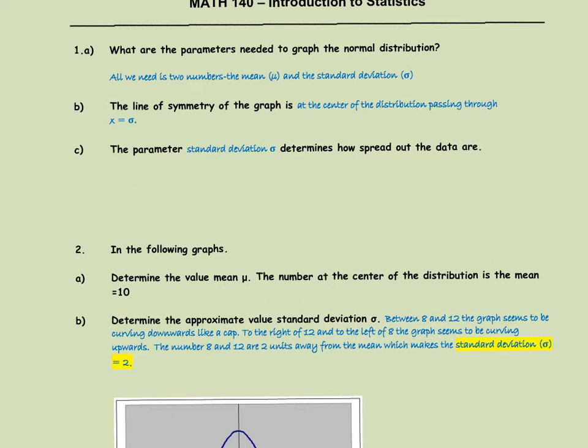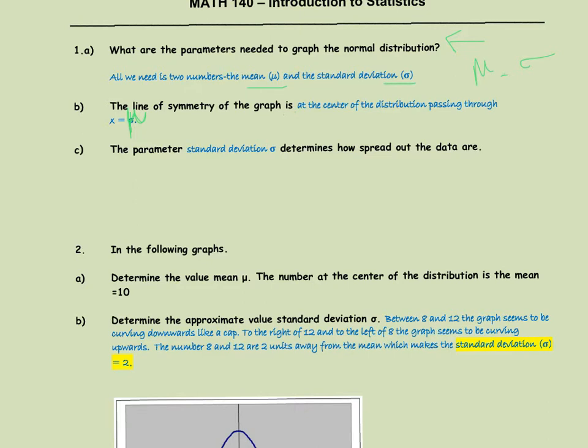So let's quickly answer a few questions from the discussion we had on the previous slide. What are the parameters needed to graph a normal distribution? The parameters that we need to graph the normal distribution, or completely define the normal distribution, are just two numbers: the mean and the standard deviation. So it's mu, remember the letters mu, and sigma. The line of symmetry of the graph is the line passing through the center, which is the mean. It's mu, not sigma. So the line passing through the center is the line of symmetry.